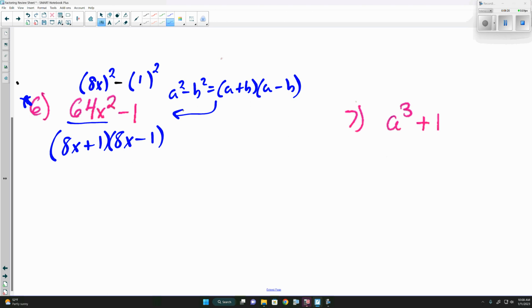7, we have 2 terms, yes? Is a cubed a perfect square? No, because the power is what? So we're looking at a sum of perfect cubes. So when we have 2 terms, there's a good chance it's a sum of perfect cubes. We don't have a sum of perfect squares. We just don't have that with 2 terms. So it's sum of perfect cubes. And we can verify that by taking the cubed root of a to the third, which is a. And we can take the cubed root of 1, which is 1. It's one of the nice ones.